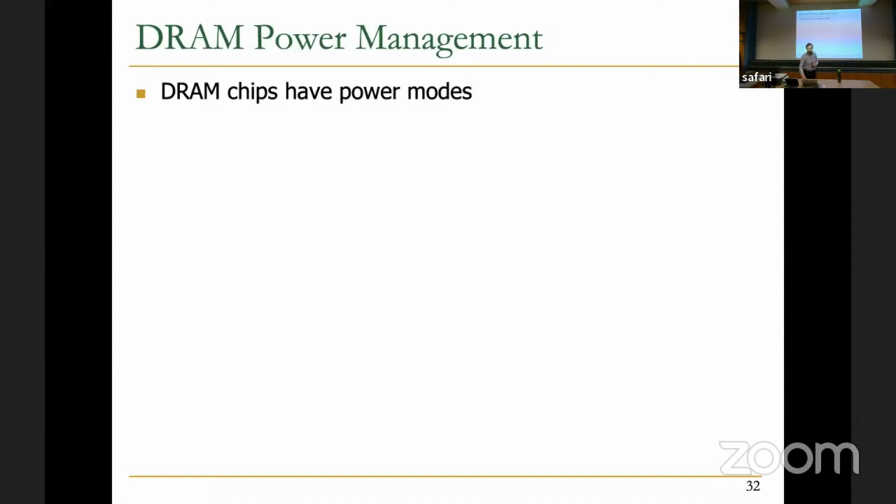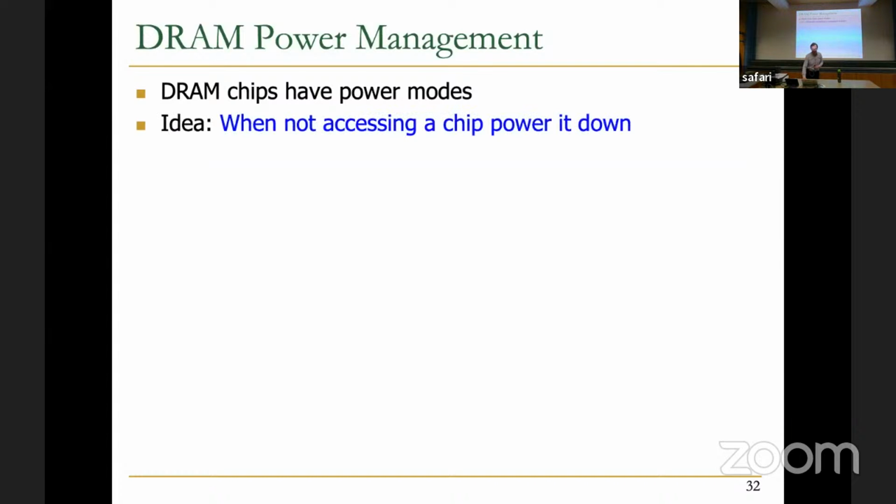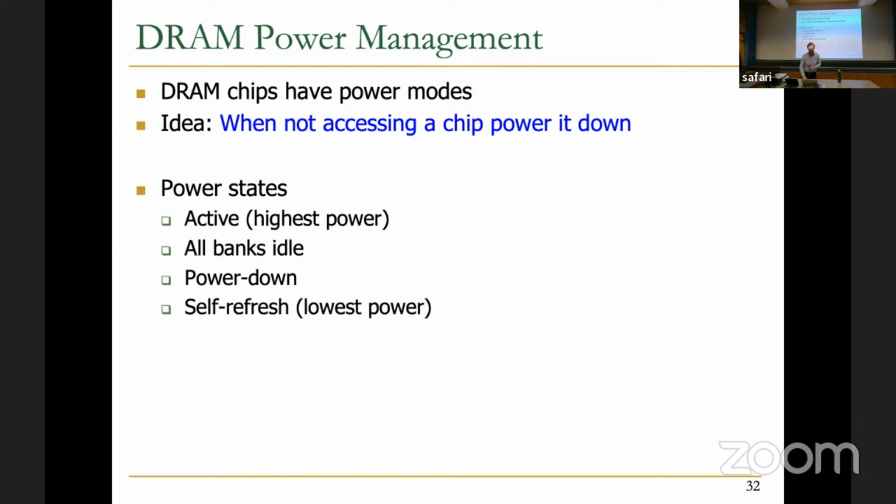And then there's power. DRAM chips have power modes. Basically, the key idea is when not accessing a chip, power it down. Now, there's voltage and frequency scaling you can potentially employ. I'm not going to talk about that here. I think there needs to be more work done in this area also, power modes, power states. This is very coarse grain in existing standards. So there needs to be more work here.